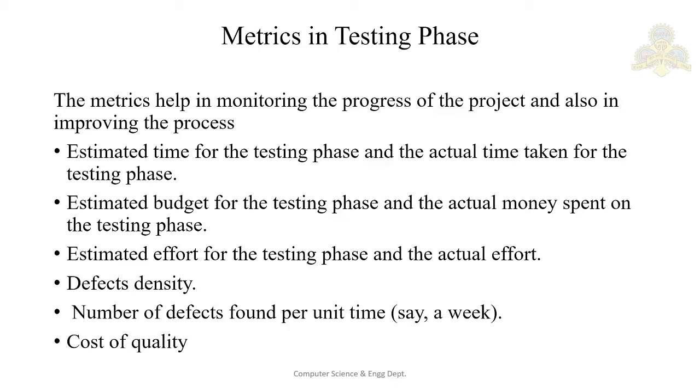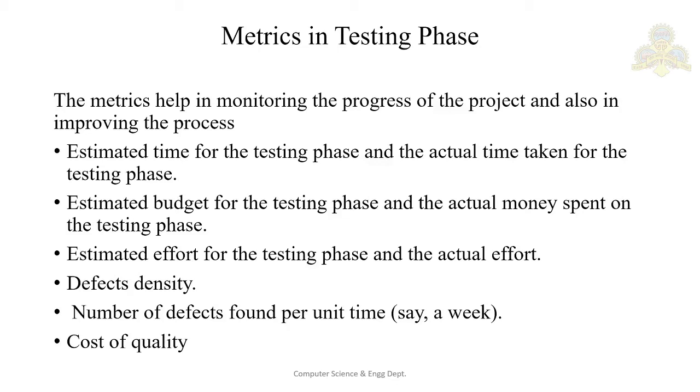Next one is defect density. This is nothing but the number of defects that are found per thousand lines of code. The number of defects found per thousand lines of code is called defect density, and this gives an indication of the quality of the software you have built.